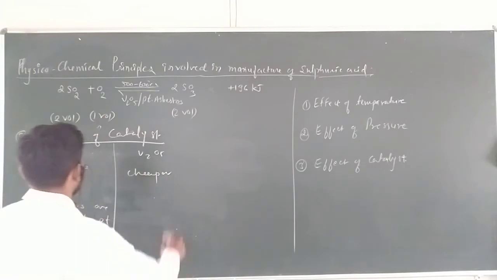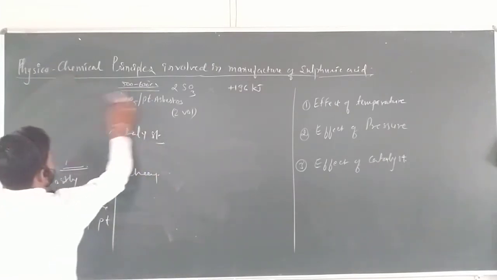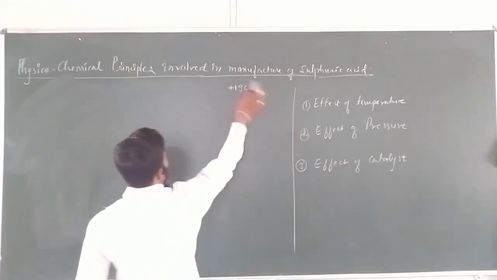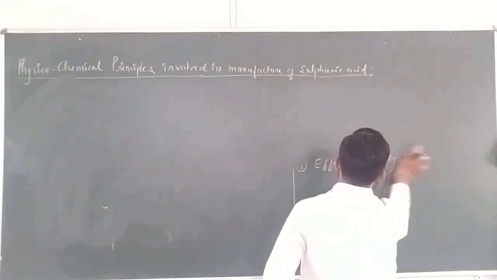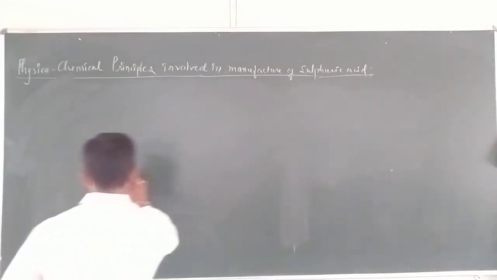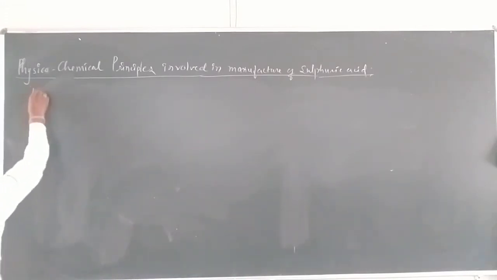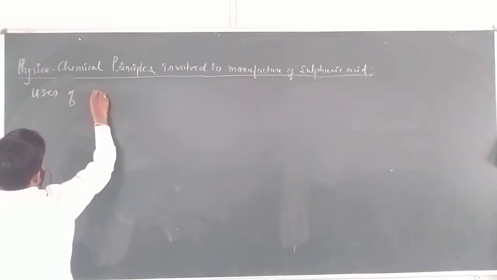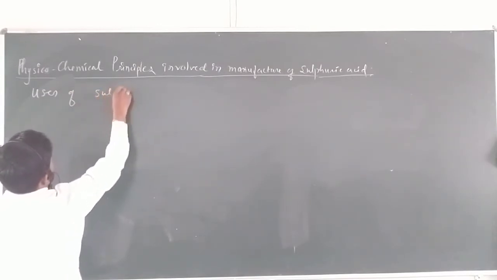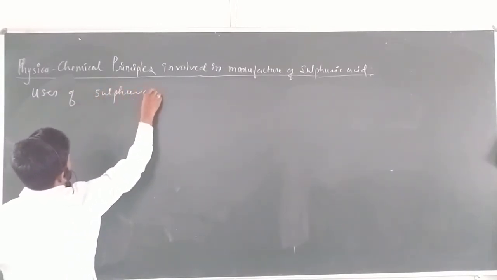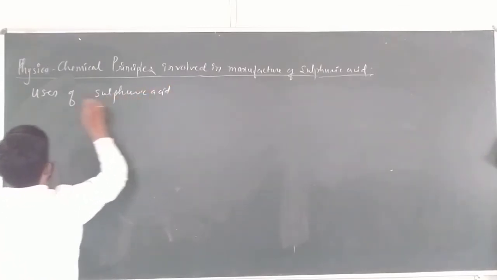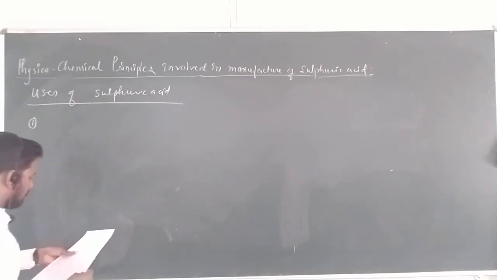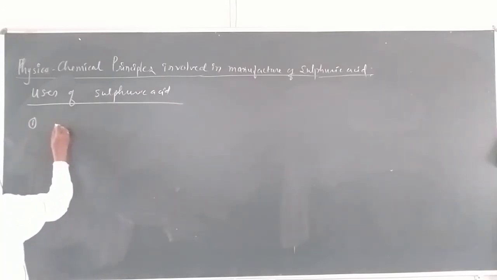Now, let me come to the last point of this topic, the last point of discussion for the manufacture of sulfuric acid. Very simple, that is applications, that is uses. Applications of sulfuric acid, that is uses of sulfuric acid. We have a lot of applications, a lot of uses of sulfuric acid. Here I will write one by one. The first, it is used exclusively in the laboratory.